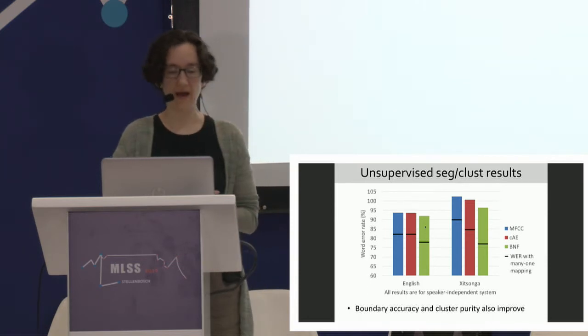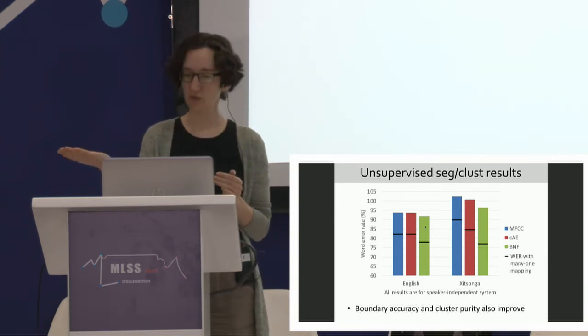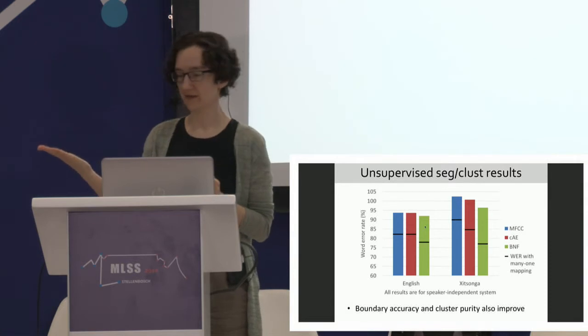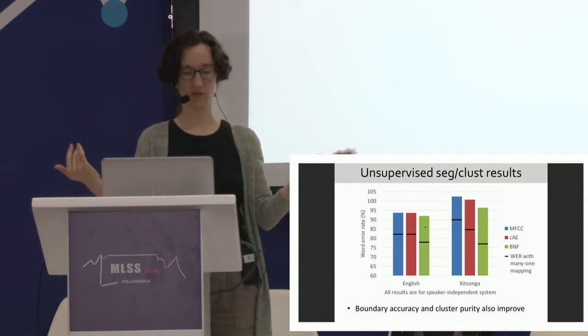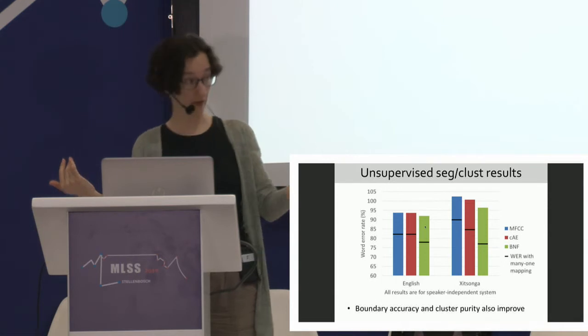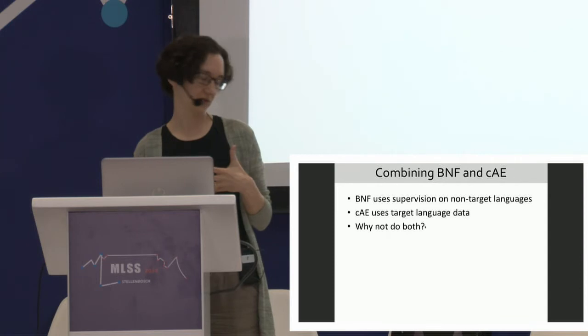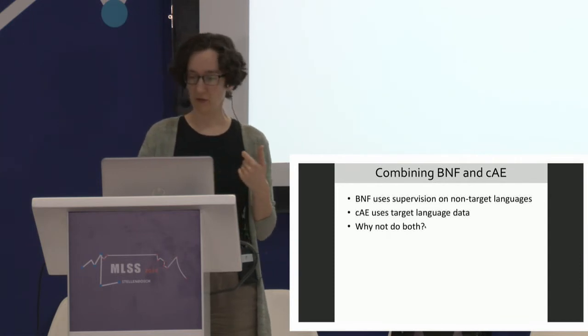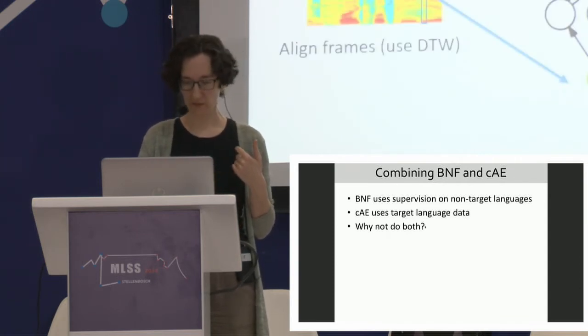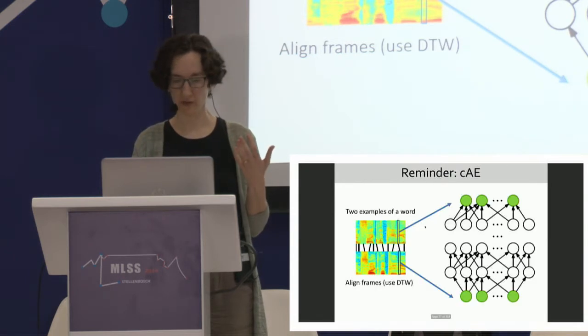One question that we might ask: I've shown that correspondence autoencoder features, which use target language data, can help, and I've shown that bottleneck features, which use multilingual non-target languages, can help. So there's an obvious question here: can we combine these two things together? Just as a reminder, the way that the correspondence autoencoder works is we start by having two examples of a word, and we take a single frame of that as input and a single frame of that to use as the target output.